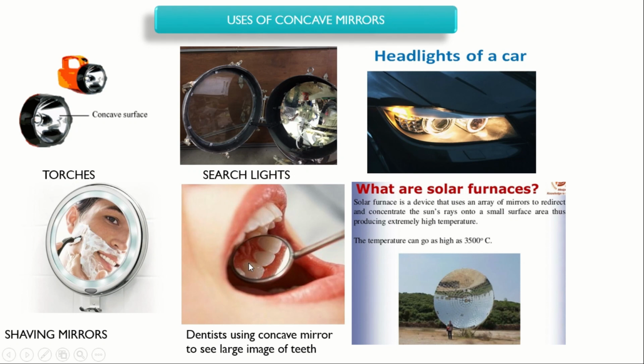Large concave mirrors are used to concentrate sunlight to produce heat in solar furnaces. So this concave mirror has immense applications. It is also used in the solar furnace. You can see here, this is the solar furnace.